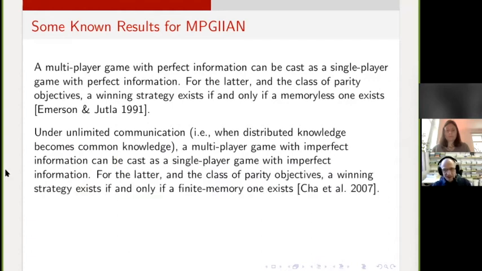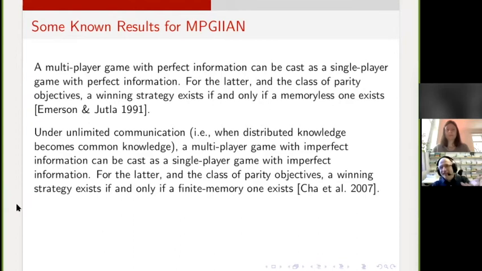Again, for this class, we have a result for the same class of parity objectives, that a winning strategy exists if and only if a finite memory strategy exists. The memory for the strategies is bounded by the size of the game, the number of locations. You need, in the worst case, as many bits as there are locations in the game. So this is also not interesting for us.